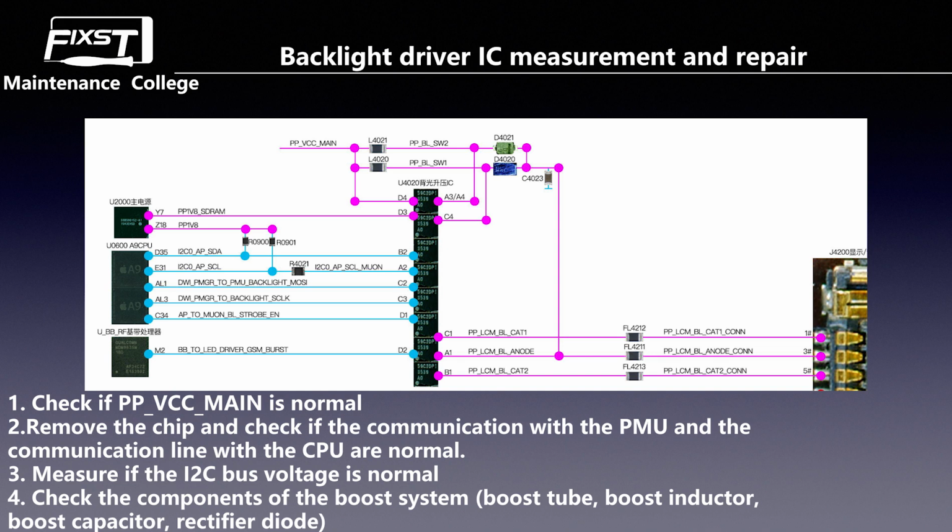According to this schematic, you can see that in the upper part there are SW2 and SW1, so it means that it has two booster systems. And before, we talked about the booster system. It has the booster IC, the booster capacitor, the booster inductor, and the diode. So the U4020 is the boost IC. The L4021 and L4020, these two are boost inductors. And D4021 and D4020 are diodes.